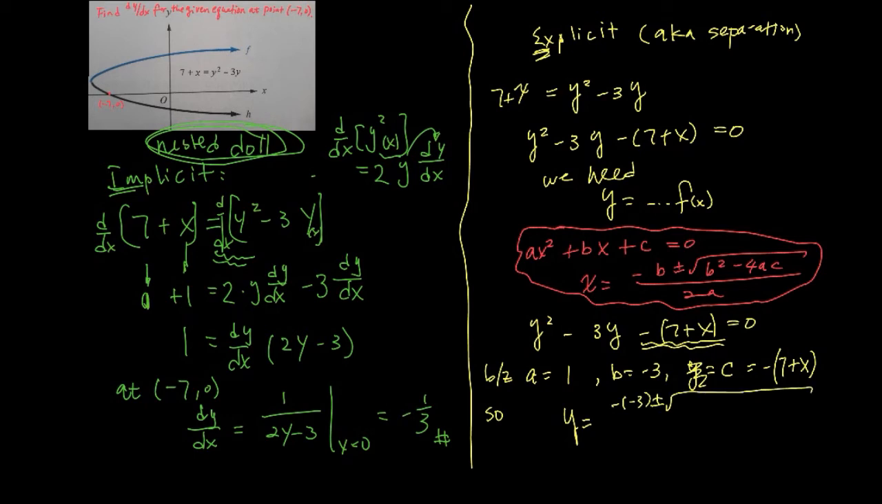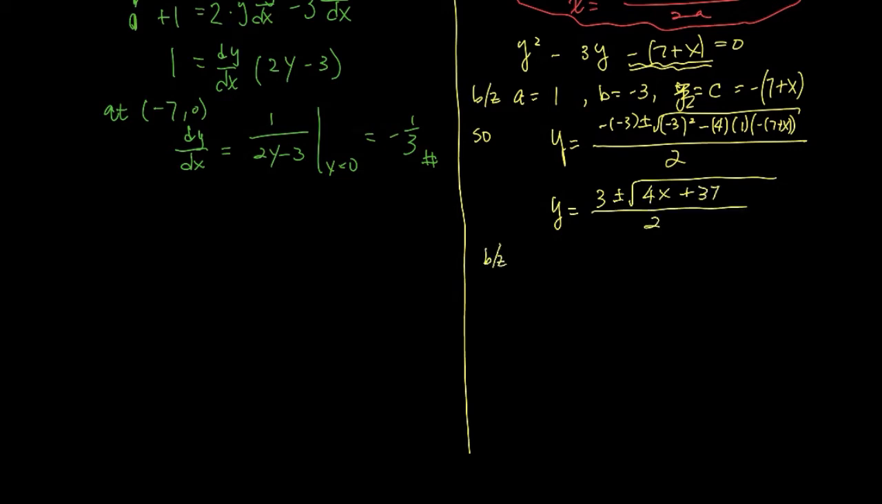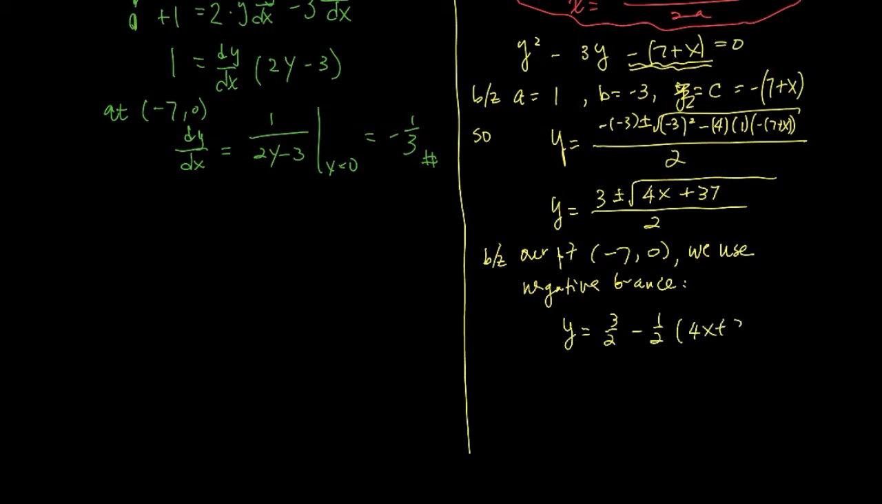I have a nasty, messy one, but it's not something you can't deal with. I'm going to plug it in there and clean it up a little bit. I have this 3 plus or minus radical 4x plus 37, over 2. Since our point is on the bottom half, we're going to use the minus half to take the derivative. Now, once again, with the explicit one, once you have separation of variables, it's a little messy to take the derivative, but it's not hard.